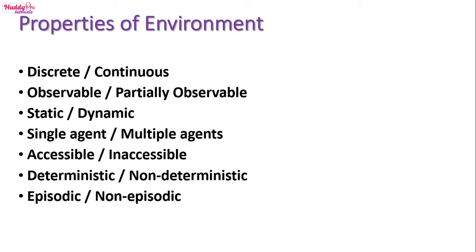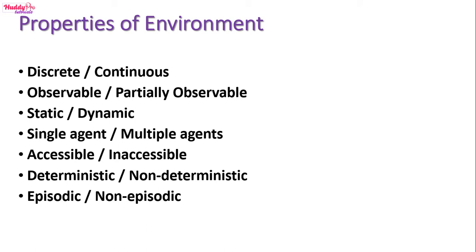Three, it can be static or dynamic. If the environment does not change while the agent is acting, then it is static. Otherwise, it's dynamic. Next, the environment can have a single agent or multiple agents. So there can be one agent or other agents which may be of the same or different kind as that of the agent. It can be accessible or inaccessible. If the agent's sensory apparatus can have access to the complete state of the environment, then the environment is accessible to that agent, and vice versa.